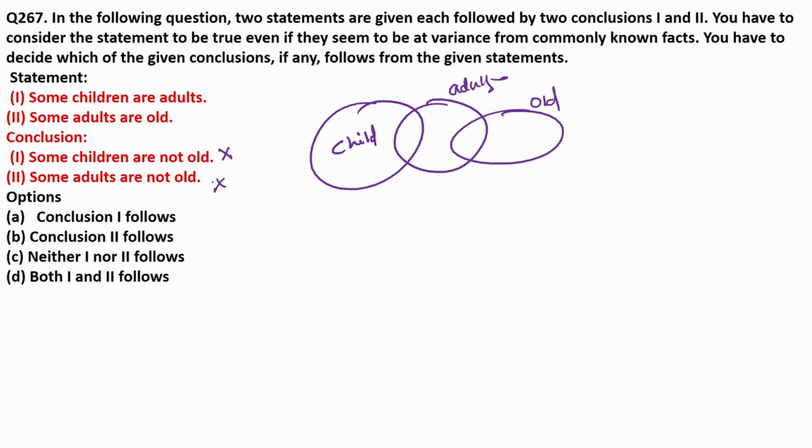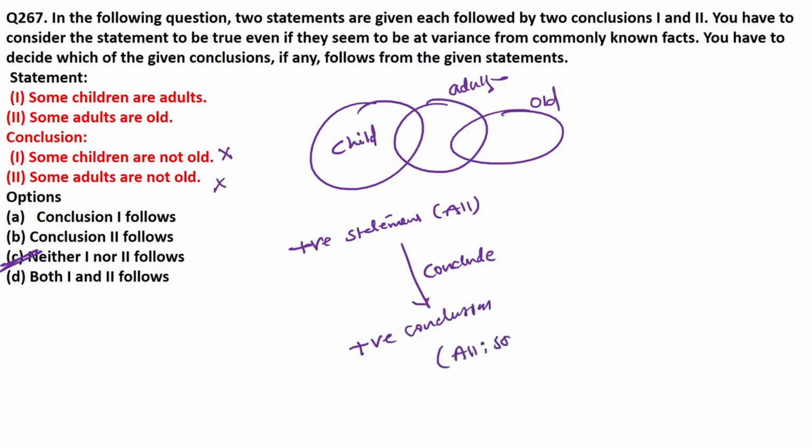But if you know one particular rule about positives, like all and some, which are positive statements, any positive never concludes any negative. Directly you can choose the option neither conclusion follows. Positive never concludes any negative. See, a positive statement, for example, all, concludes a positive conclusion only. Positive conclusion means maybe you can expect all or some cases.